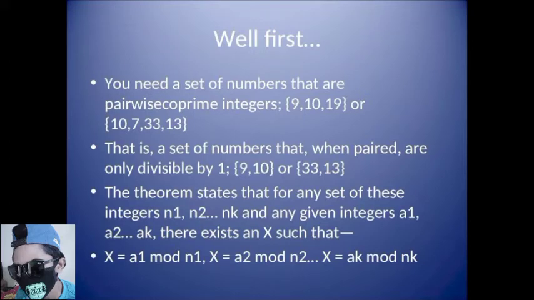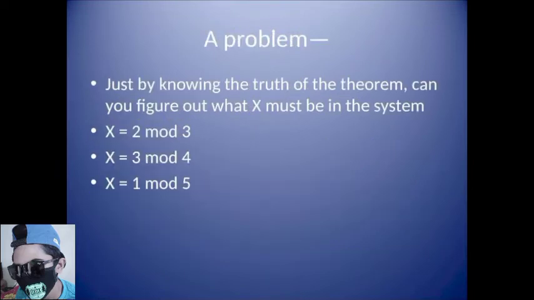The Chinese remainder theorem states that for any set of these integers n1, n2, up to nk, and any given integers a1, a2, and so on until ak, there exists an x such that x equals a1 mod n1, x equals a2 mod n2, and x equals ak mod nk. So here is a sample problem.